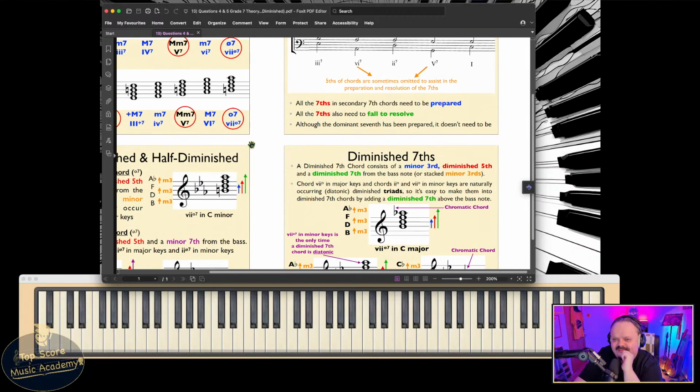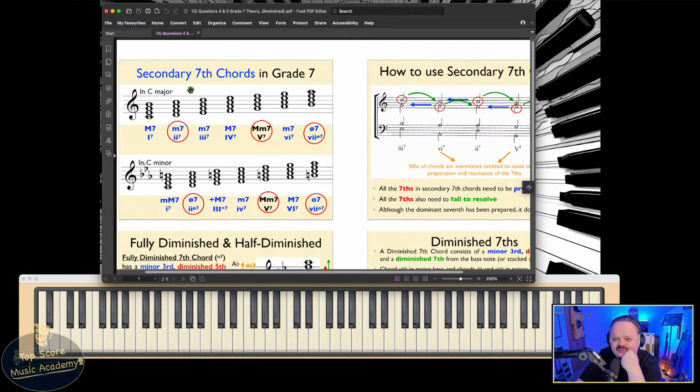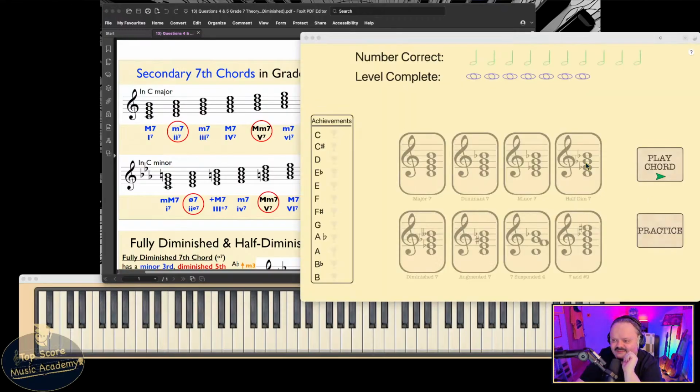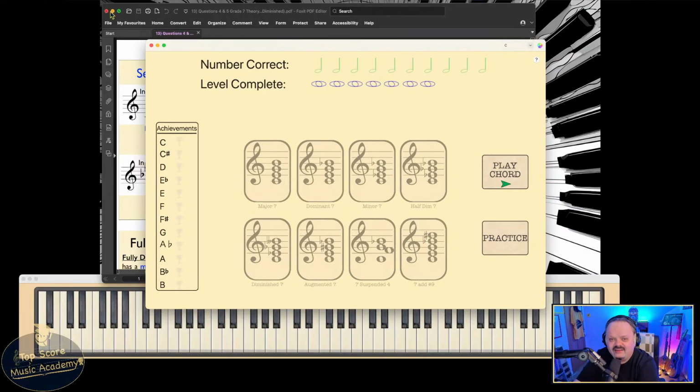So let me see. Is there anything else? Oh, of course. Yeah. We will come back to how to use the seventh chords, secondary seventh chords, in a second. I just want to introduce you guys to the little app. This is kind of handy, I think, anyway.